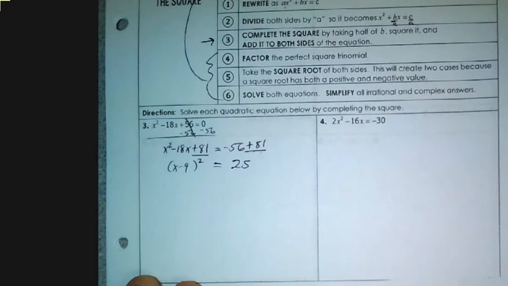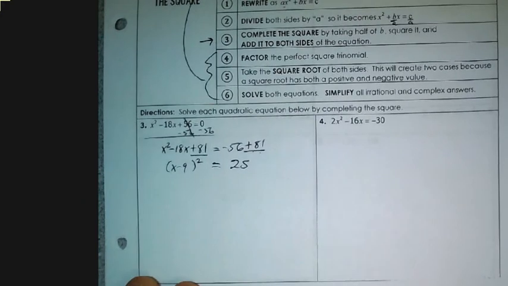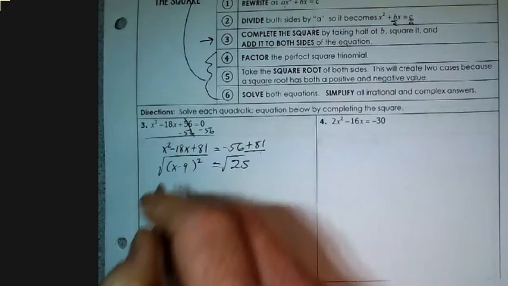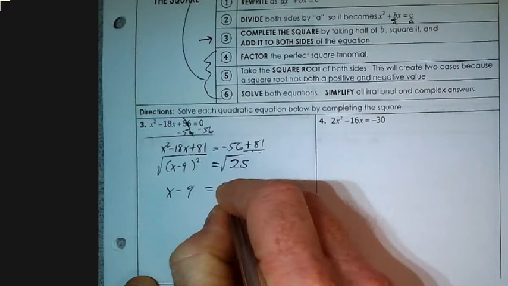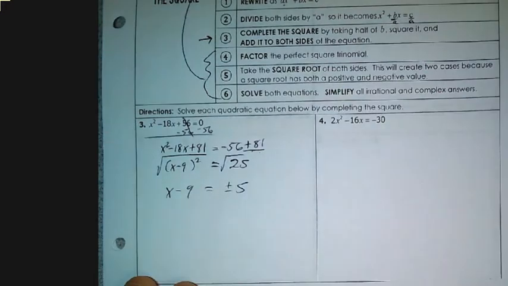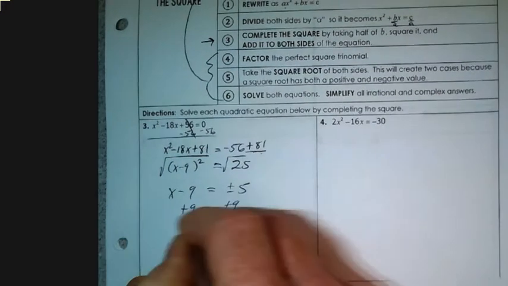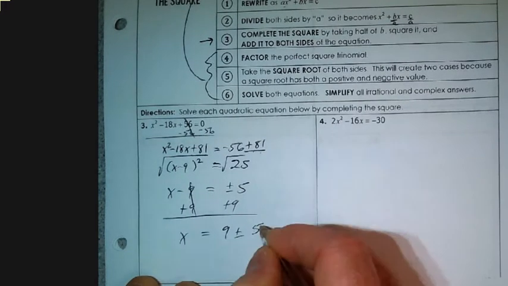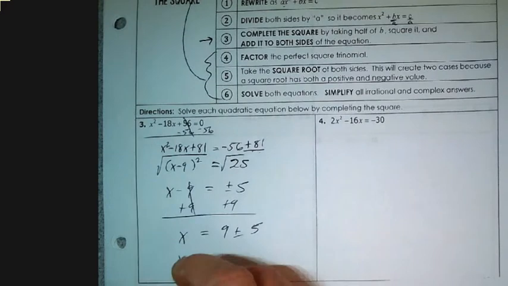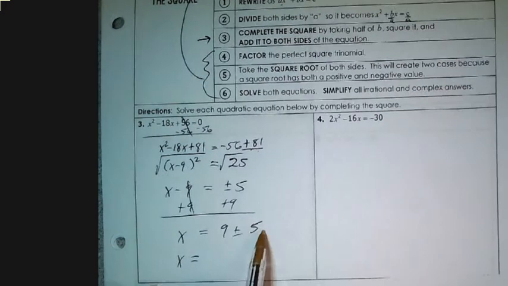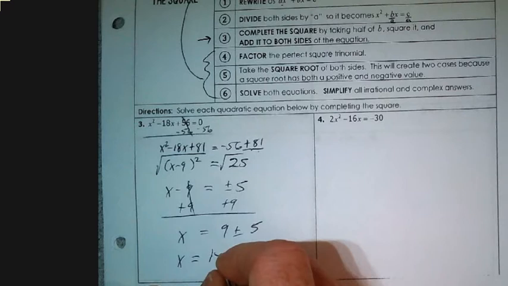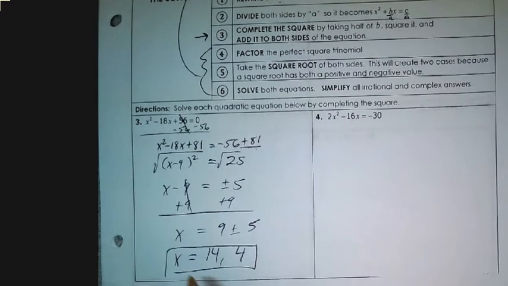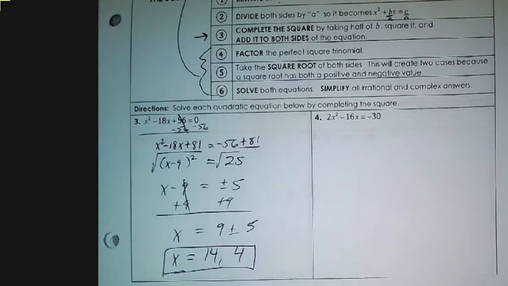So now, to finish solving this, we take the square root of both sides, like we did in the previous examples. So x minus 9 equals plus or minus 5. And now add 9 to both sides. So x equals 9 plus or minus 5. Now, I don't want to leave it like this. I can do 9 plus 5, which is 14, and 9 minus 5, which is 4. So our two solutions here are 14 and 4.